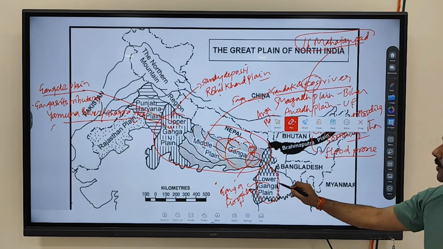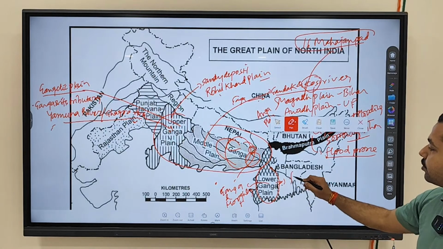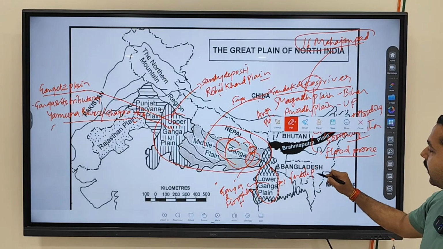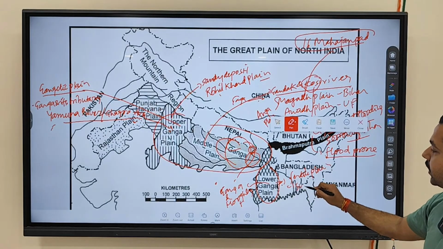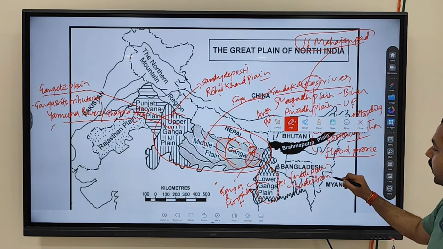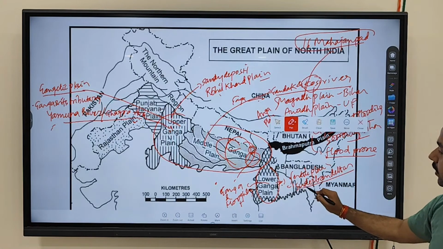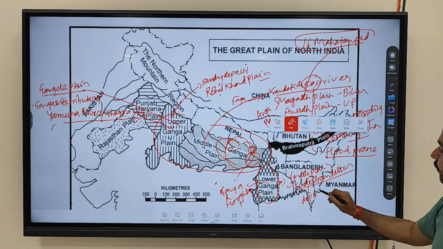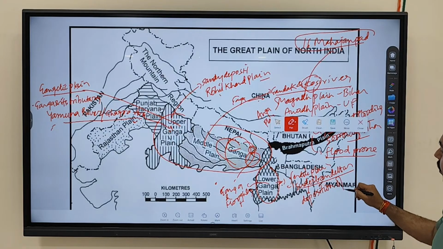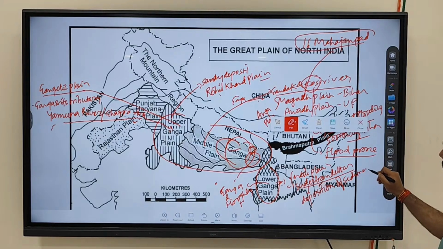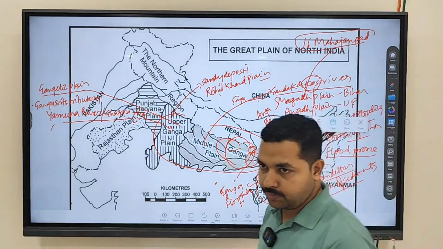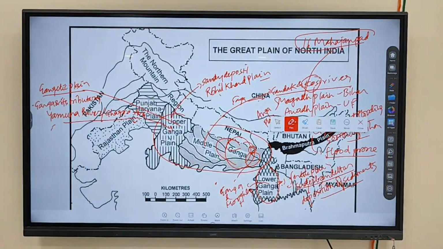And this is also one of the fertile plains. They are forming a lot of deltas. Rivers form the Sundarban delta over here because of deposition of sediments. Because of deposition of sediments, Sundarban deltas are being formed. Fine.